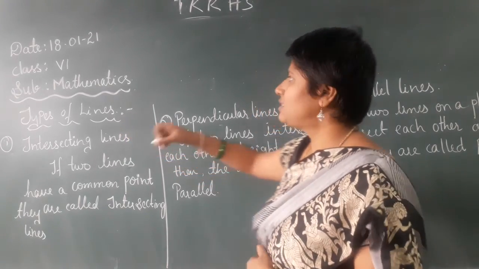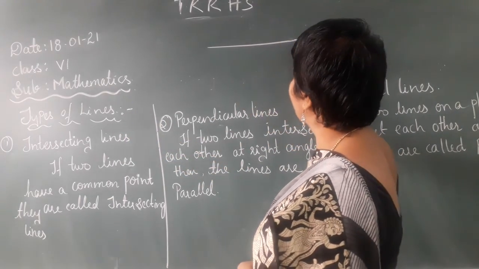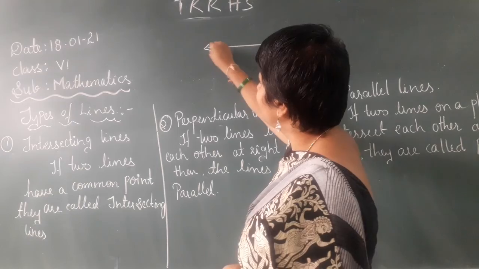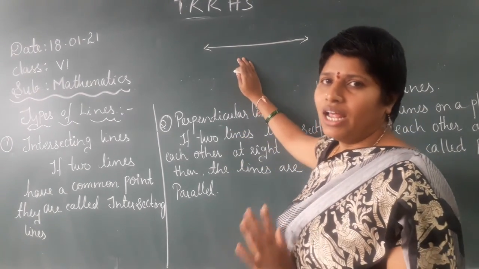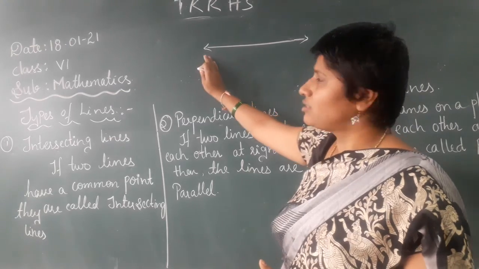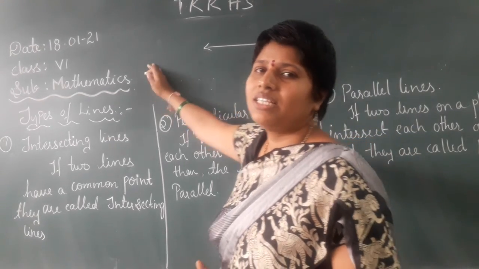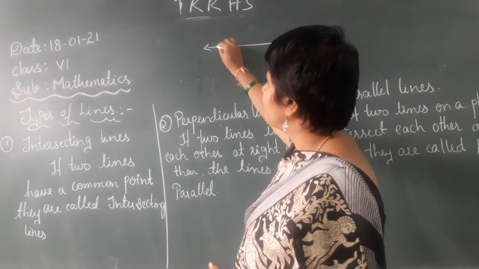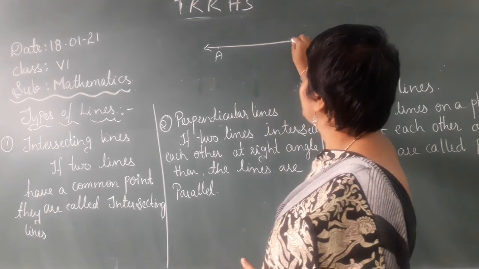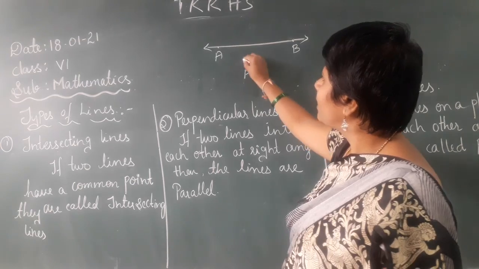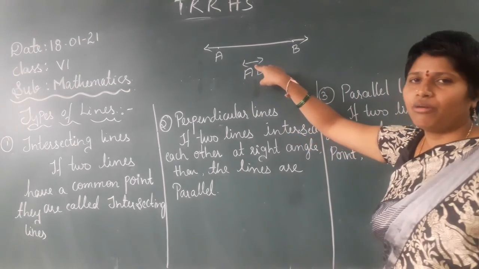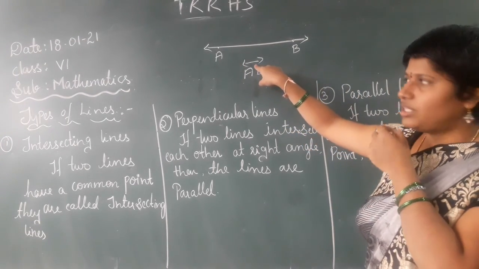Already we discussed this. A line is nothing but which extends in both directions and does not have any definite length. Sorry, it has two directions. It extends in both the directions. So how is a line represented? Like this: A B. Whenever you are representing a line, the symbol should be written on the top of it. Clear? So this is a line.